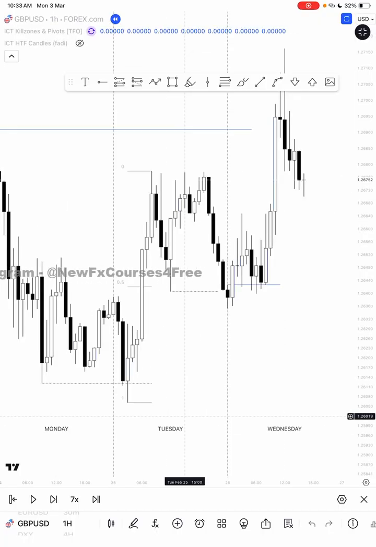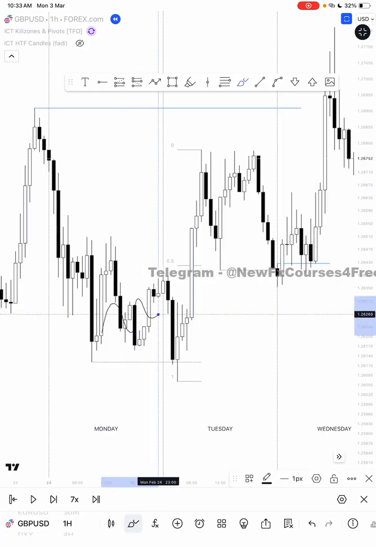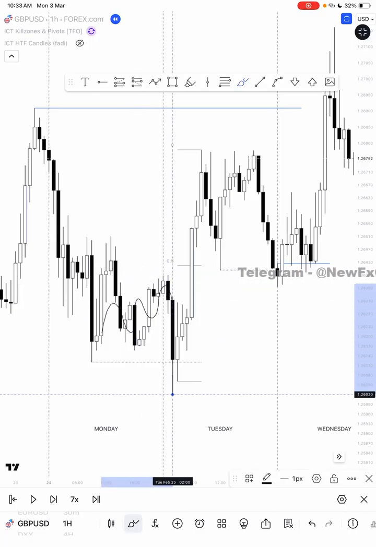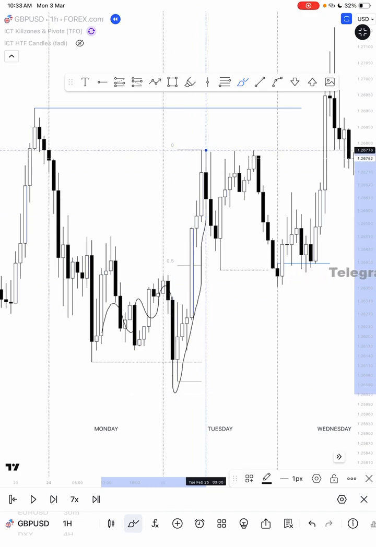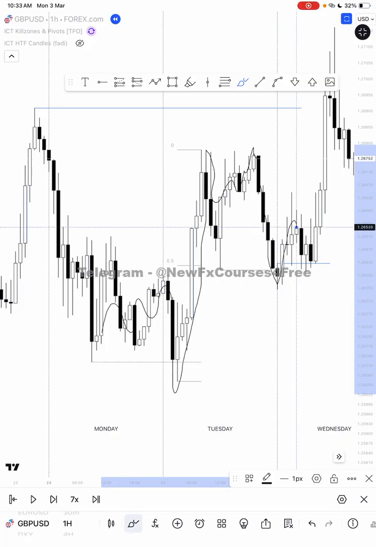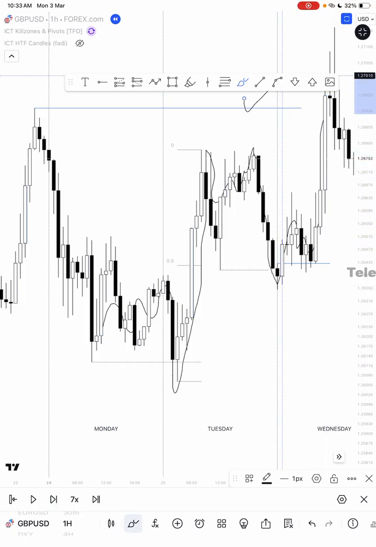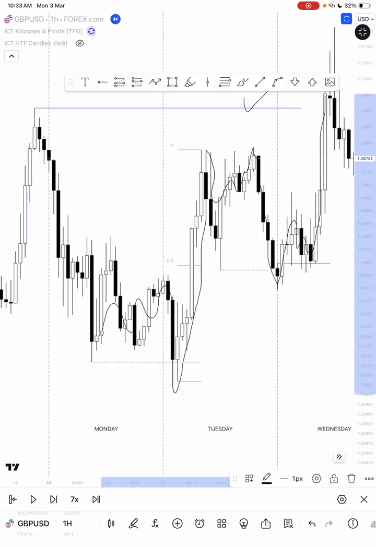So here we got a ranging profile, manipulation, then an expansion. We got a little ranging profile, then a retracement profile, then we got a range, then before an expansion profile towards our final draw on liquidity.